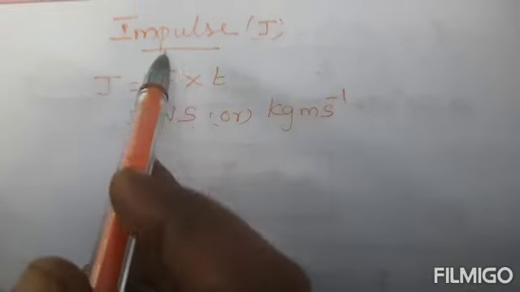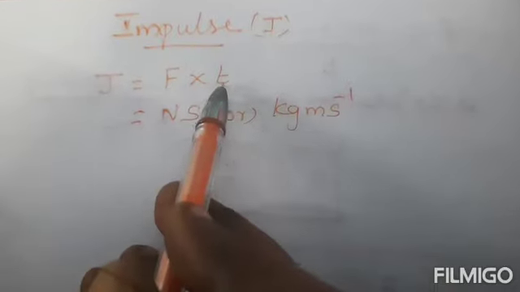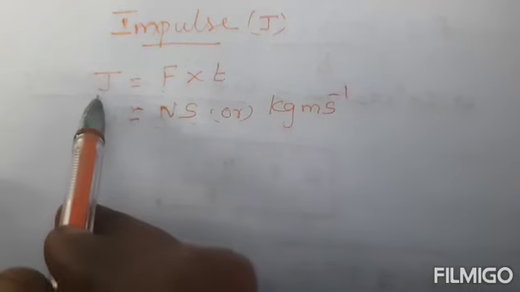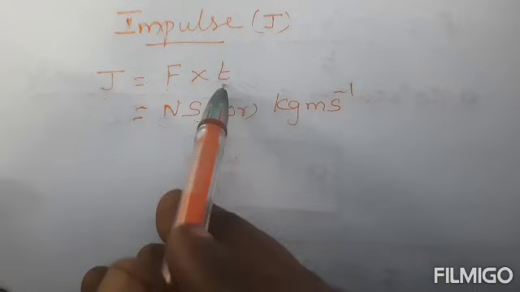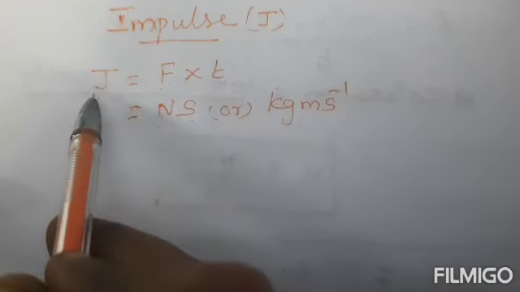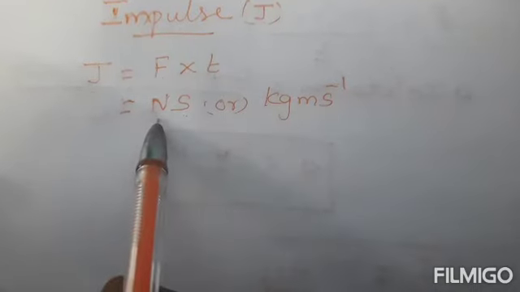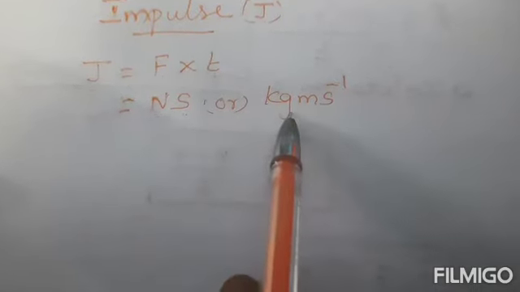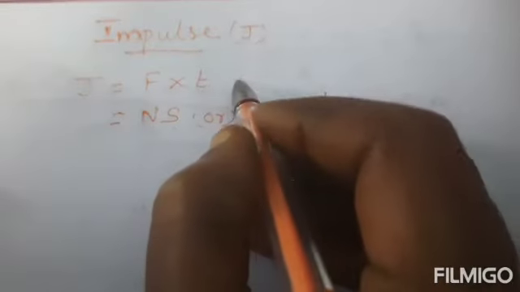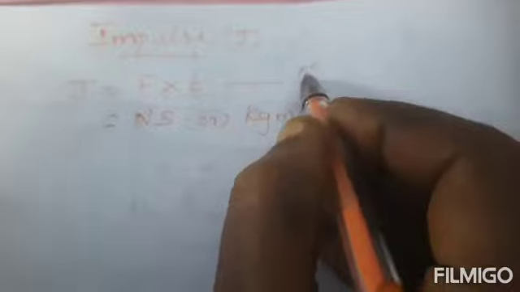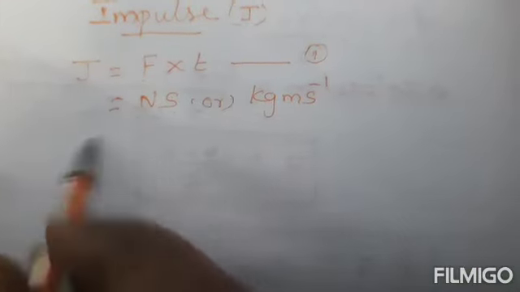Okay. Now we learned about impulse: force is there, time is there. You have seen that video now. So J equal to F into t. Force is there, time is there. So the formula for impulse is J equal to F into t. What is the unit of impulse? Newton second or kilogram meter second power minus 1. This is equation number 1. First formula J equal to F into t, take it as equation number 1.